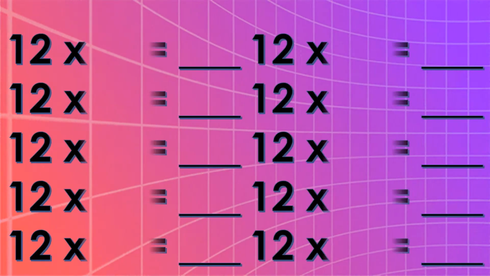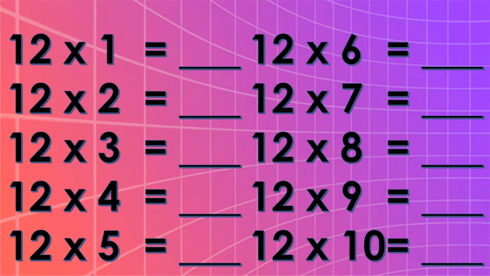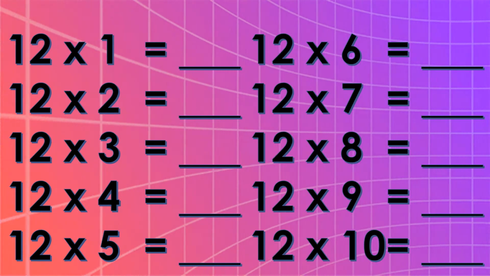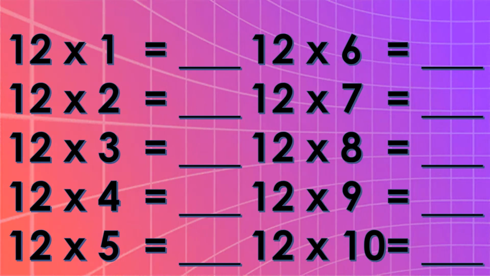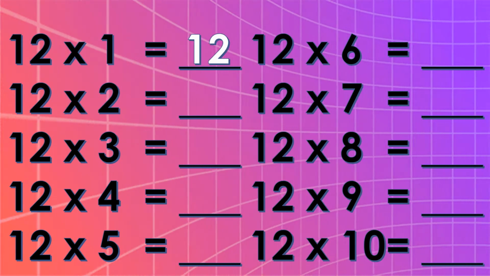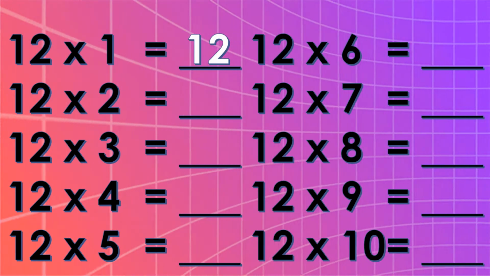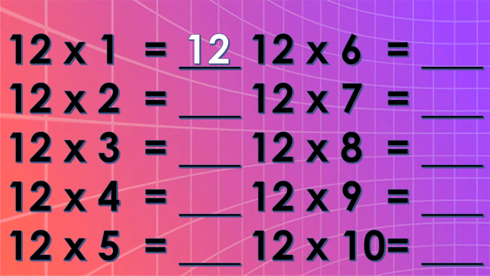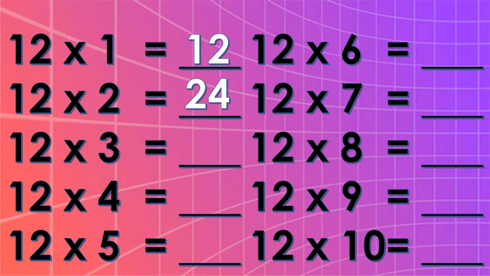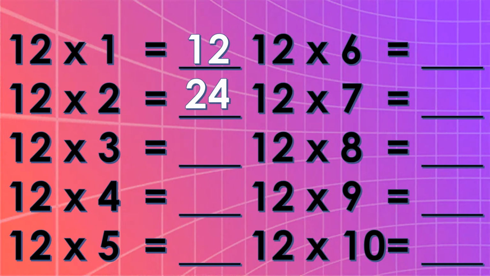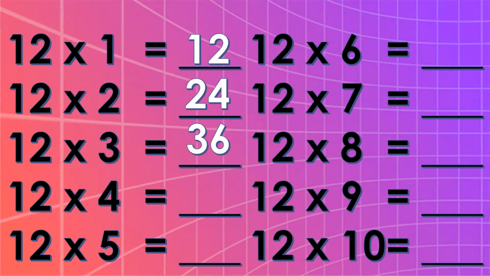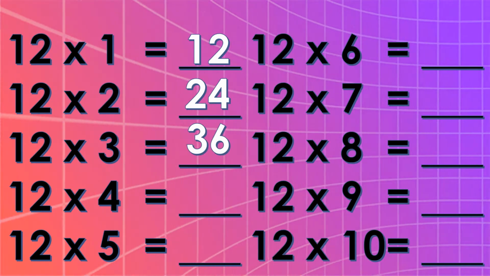Now, let us try another table. Okay, this time it's a table of 12. So let's begin. 12 times 1 is 12. And 12 times 2 is 24. Correct. 12 times 3 is 36. Amazing. 12 times 4 is?